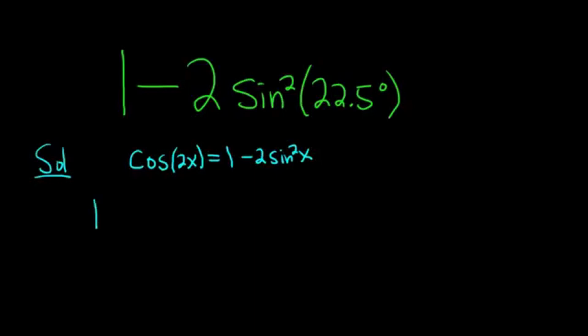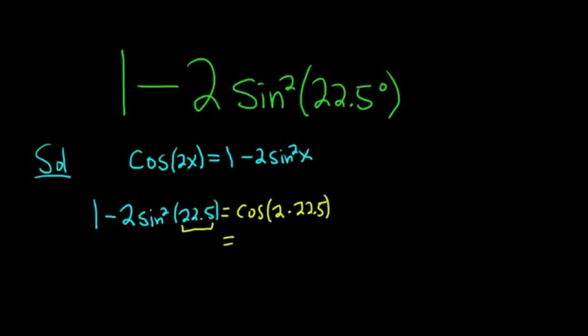So let's go ahead and do it. So 1 minus 2 sine squared of 22.5 degrees. So our x in all of this is 22.5, right? That's our x. So this is equal to cosine of 2x. So 2 times 22.5. So 2 times 22.5 is 45 degrees. So this is equal to the cosine of 45 degrees. And the cosine of 45 degrees is the square root of 2 over 2, and that's just from memory.